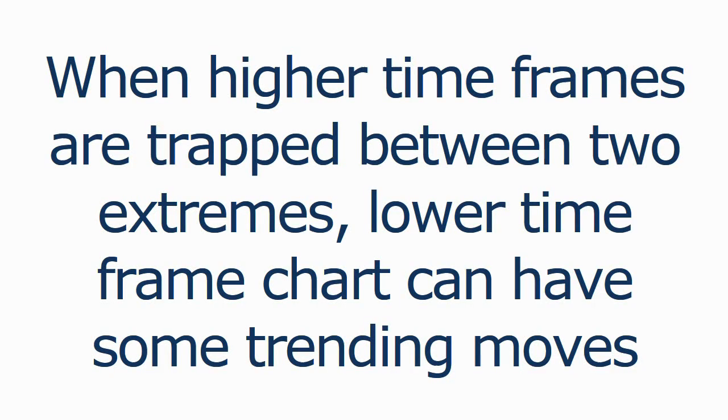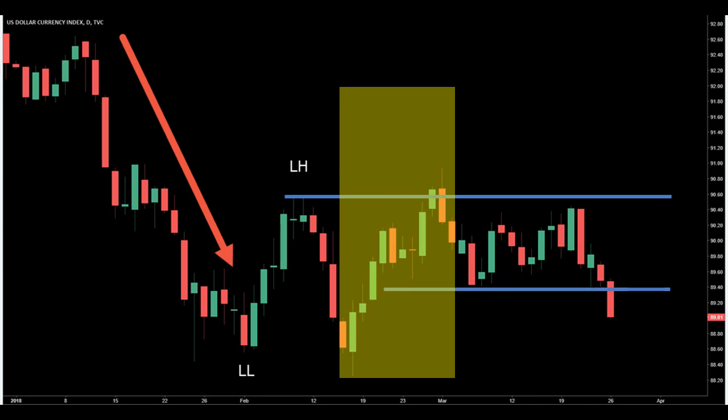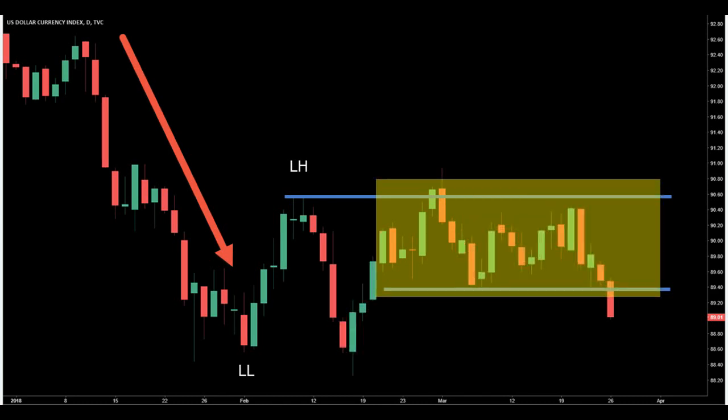When higher time frames are trapped between two extremes, lower time frame charts can have some trending moves that you can trade. For longer time frame traders like myself, while the first rally back to resistance was a good trade, the wheels came off the market, especially for those who focus on the trend. The market's still an uptrend on the higher time frames, but the larger range with the range inside of that range made the price moves less reliable.